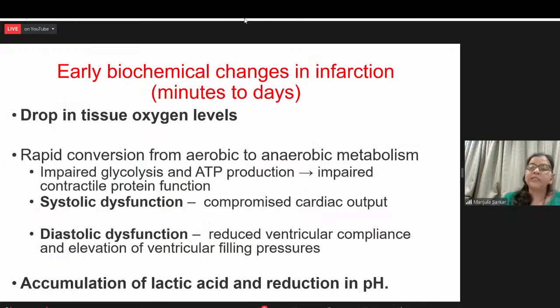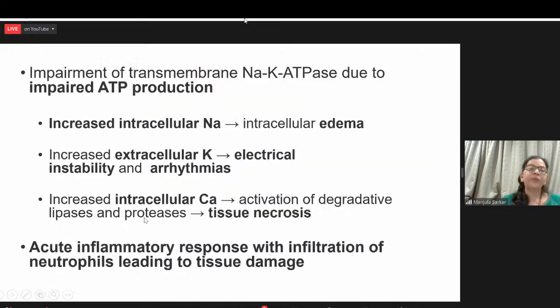Now, what are the early biochemical changes in infarction, minutes to days? Drop in tissue oxygen levels, rapid conversion from aerobic to anaerobic metabolism, impaired glycolysis and ATP production, which leads to impaired contractile protein function, systolic dysfunction, and accumulation of tissue necrotic products. Now, impairment of transmembrane sodium potassium ATPase due to impaired ATP production causes increased intracellular sodium and increased extracellular potassium. This leads to intracellular edema and electrical instability. Increased intracellular calcium leads to activation of degradative lipase and causes tissue necrosis. So an acute inflammatory response with infiltration of neutrophils and other tissue products occurs.